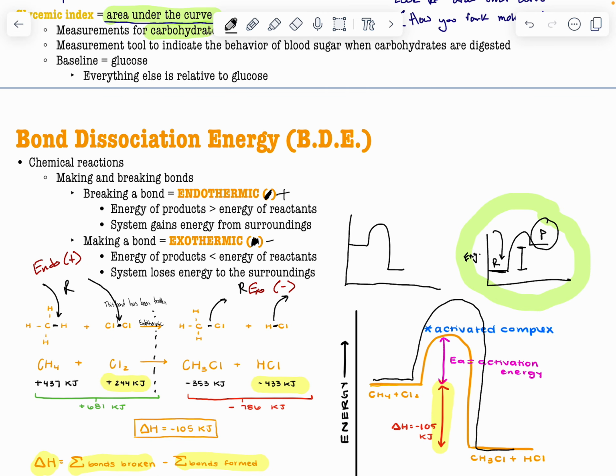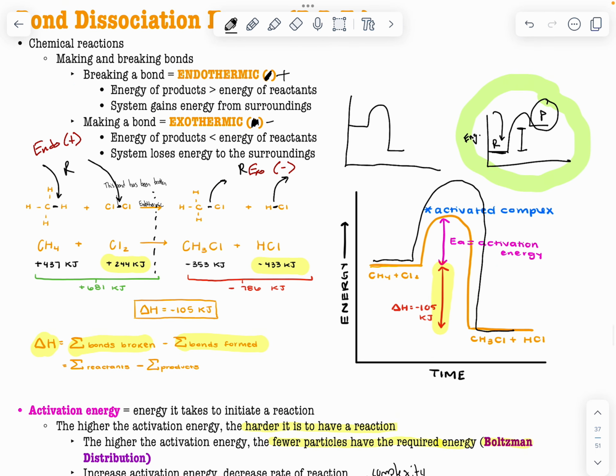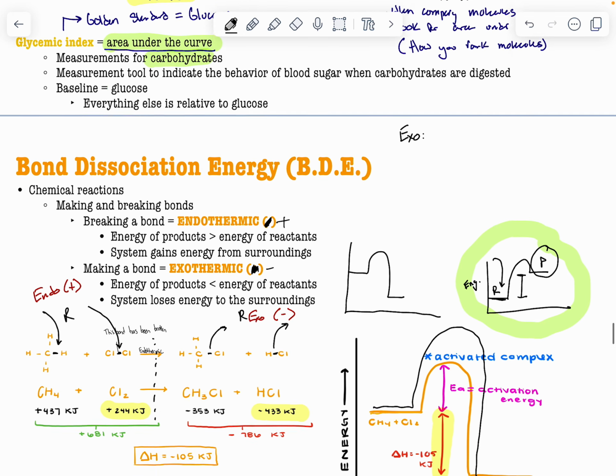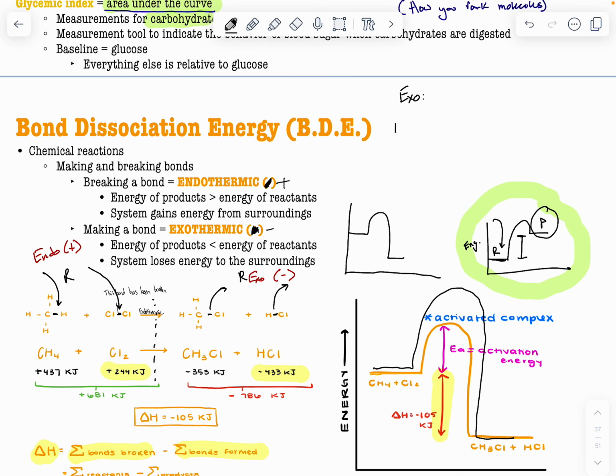Now, on the completely opposite side of the spectrum, we're going to talk about making bonds, and these are going to be exothermic reactions. The energy of our products is going to be less than the energy of our reactants, and this is because the system loses energy to the surroundings. And this is because we are taking two individual molecules. So let's just go exo. Let's say we just go a carbon and a carbon. We just make two carbons bound together. Probably doesn't happen in nature, but just for the sake of this example, we have two independent free-floating molecules here.